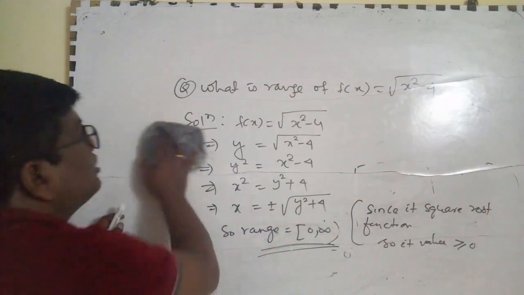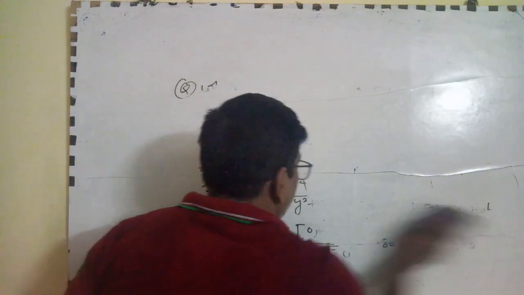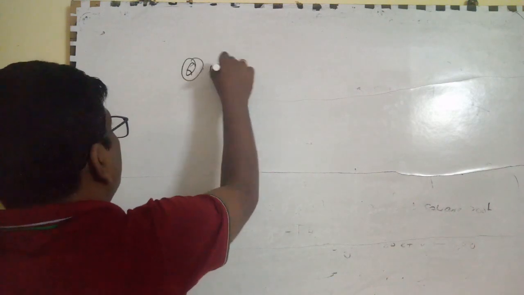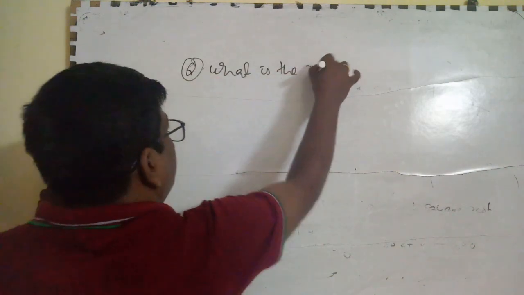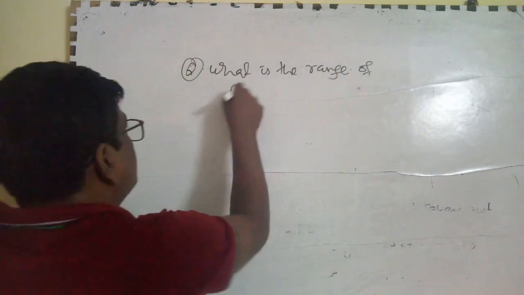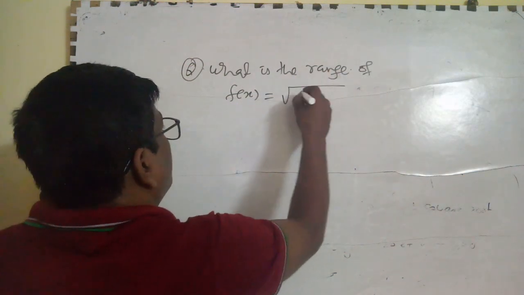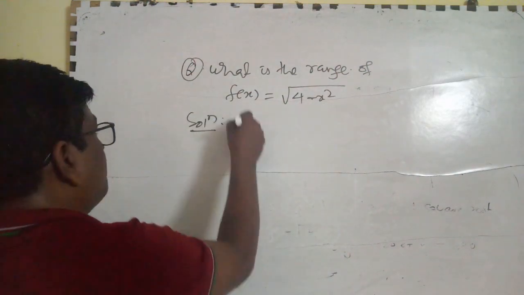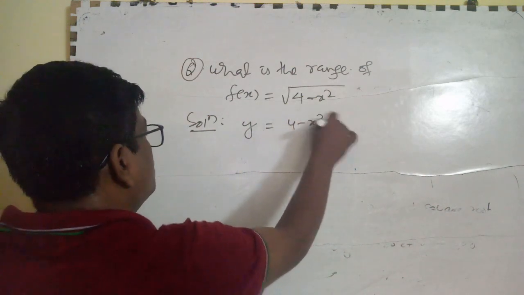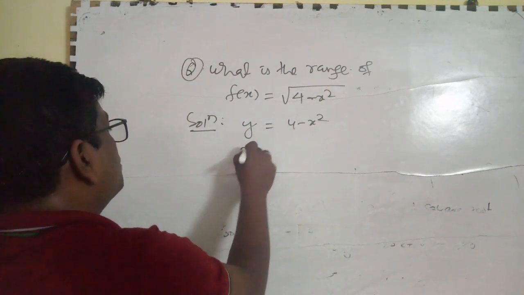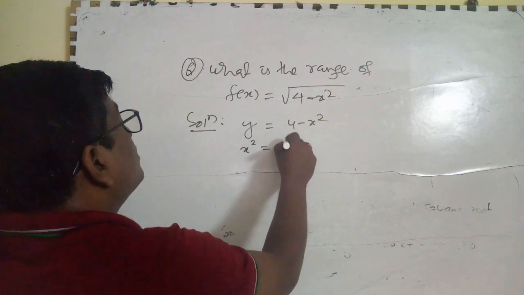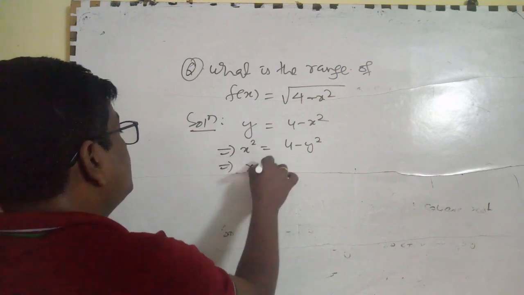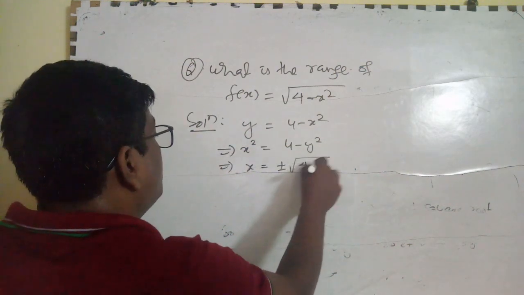Now what is the range of f of x is equal to root over 4 minus x square? Same thing repeats here. Solution: put f of x is equal to y, root over 4 minus x square, so x square is equal to 4 minus y square, that implies x is equal to plus or minus root over 4 minus y square.